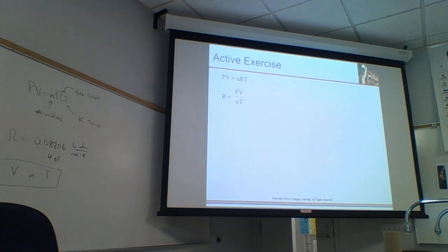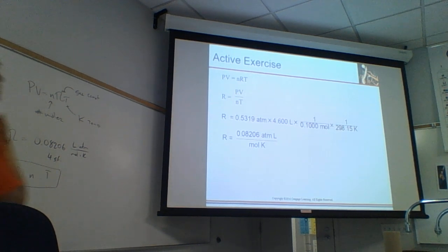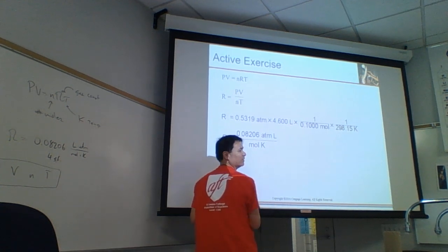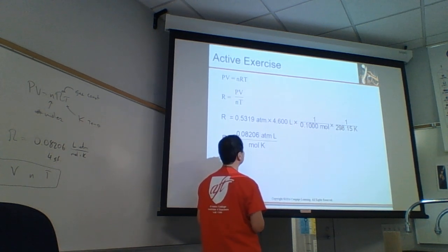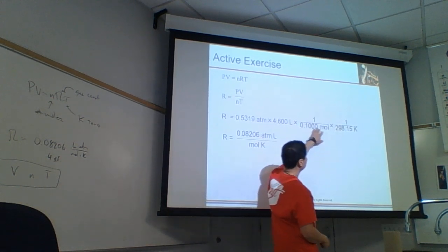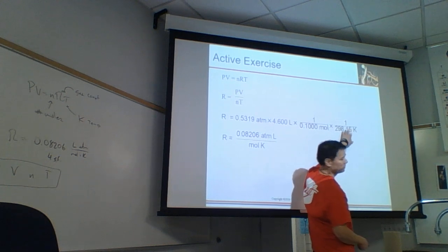So rearrange the equation and solve for R. R is equal to PV over NT. Then calculate it, and they get 0.08206 liters atmosphere per mole Kelvin. This is good to 4 sig figs. They had 4 sig figs here, 4 sig figs here, 4 sig figs, and then 5 sig figs here.